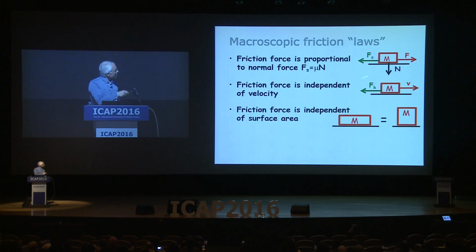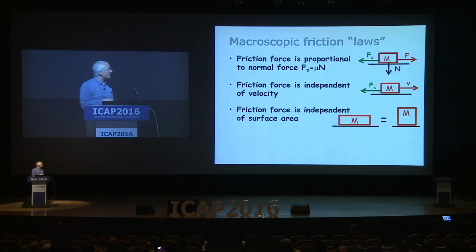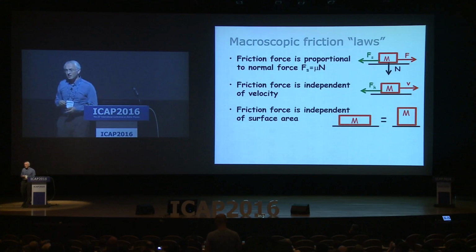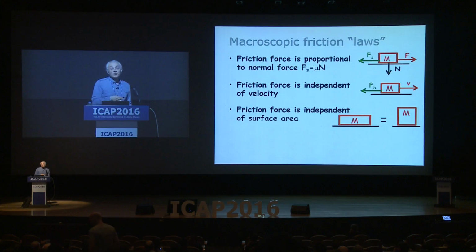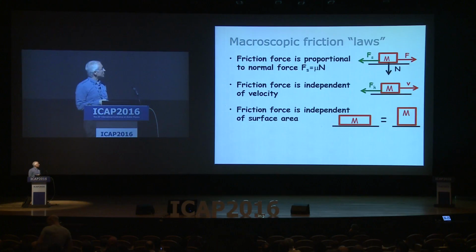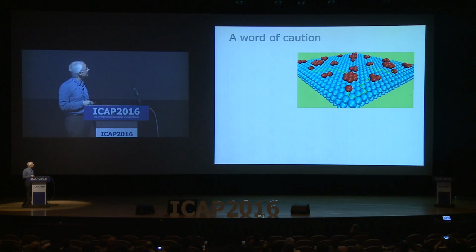So I would like to show you measurements that elucidate a little bit what happens at the nanoscale, where we can understand things much better. These laws, by the way, go back all the way to Leonardo da Vinci. He, however, never published them. They were discovered after his death in some of his notebooks. So he studied friction already a few hundred years ago. So I would like to re-examine these empirical laws at the atomic scale.